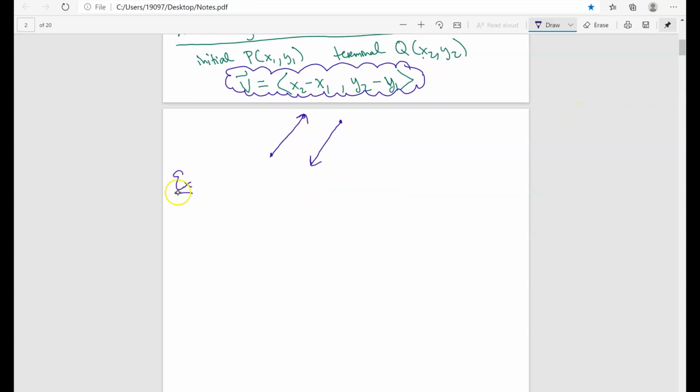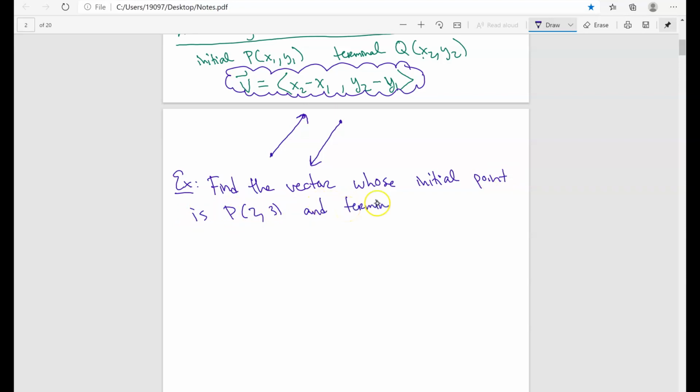So let me give you an example. Find the vector whose initial point is P(2, 3) and terminal point is Q(6, 4). Okay, and then we're gonna graph it, and I'm gonna show you how to graph.